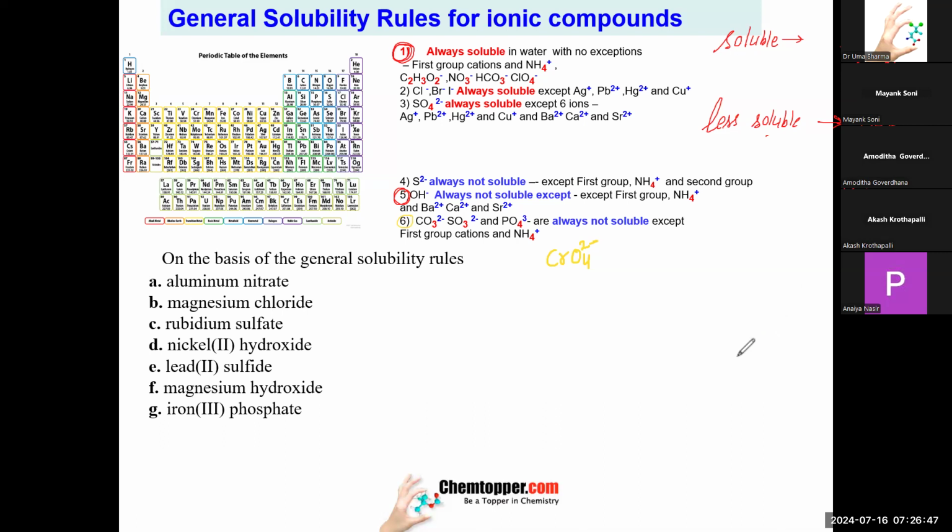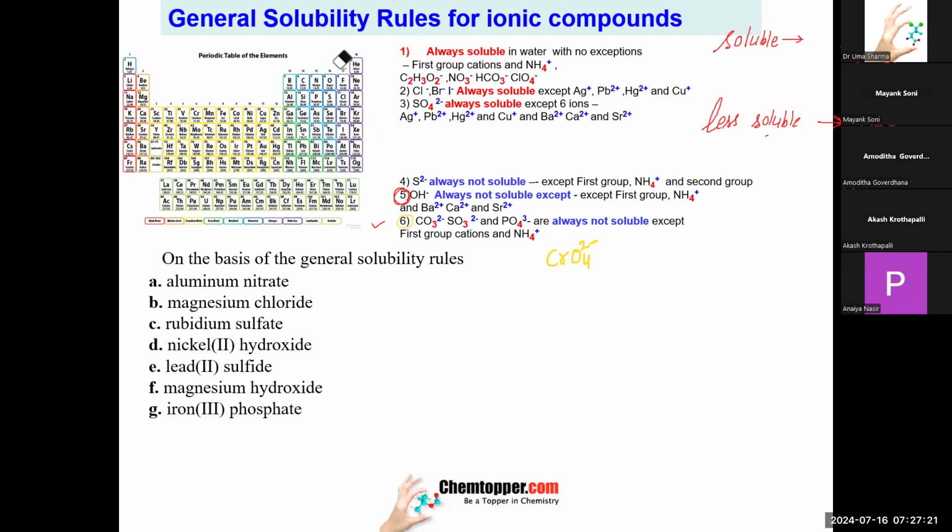Okay. Now, let's practice these solubility rules. We are left with very less time, but I can make you understand. As you go from rule number 1 to rule number 6, solubility is decreasing drastically. Like you can see this gap, rule number 1, 2, 3. They are always soluble. All the compounds are soluble except few. Those few are listed here.